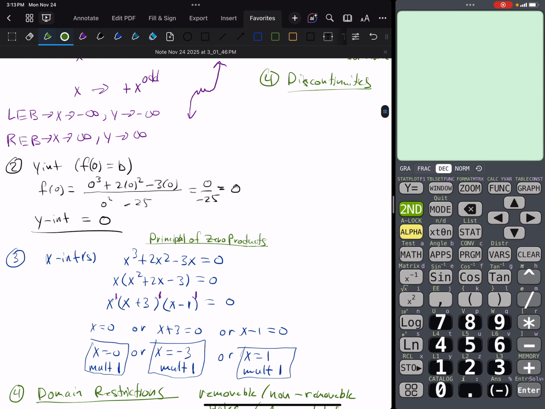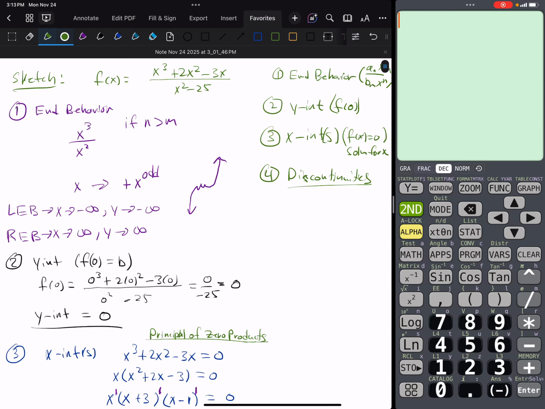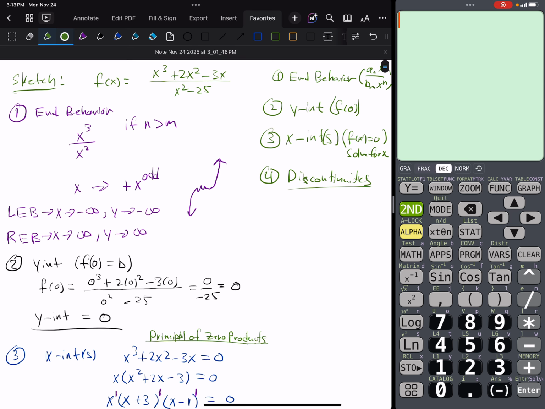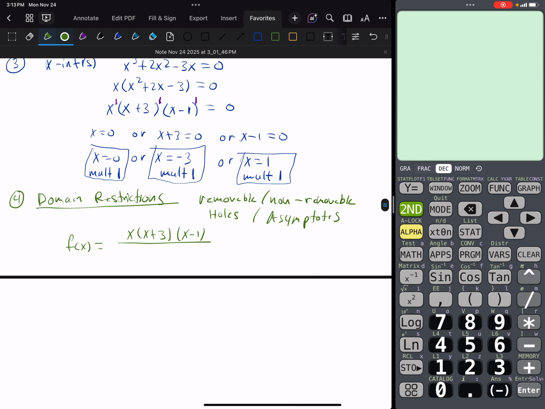Well, the way I got to check that is I got to see if I can simplify this original function. And so my original function, f of x, equals, I'm going to use the factored form of this, x times x plus 3 times x minus 1, all over x squared minus 25. Well, x squared minus 25 is the same as x plus 5 times x minus 5, because that's the difference of squares.